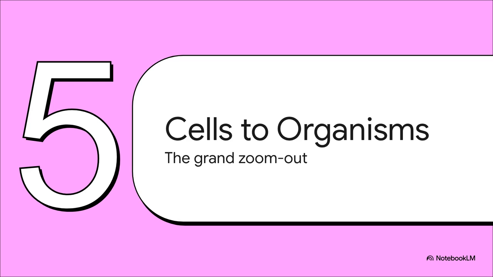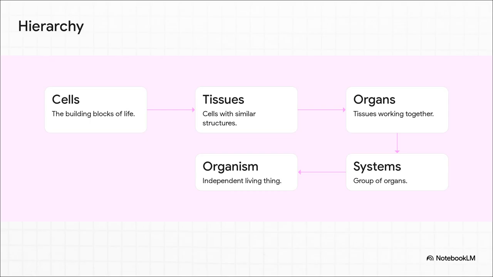Finally, Section 5. From cells to organisms, the grand zoom out. We've spent all our time under the microscopic lens today, but how do these tiny, specialized units we've explored adapt and group together to build visible, breathing life? Well, it all comes down to the biological hierarchy. It starts with the cell. When groups of specialized cells with similar structures work together for a shared function, they form a tissue. When different tissues group together to perform a specific body function, they form an organ. When a group of organs with related functions work together, they create an organ system. And when you combine all those systems together, you get an independent, living organism.